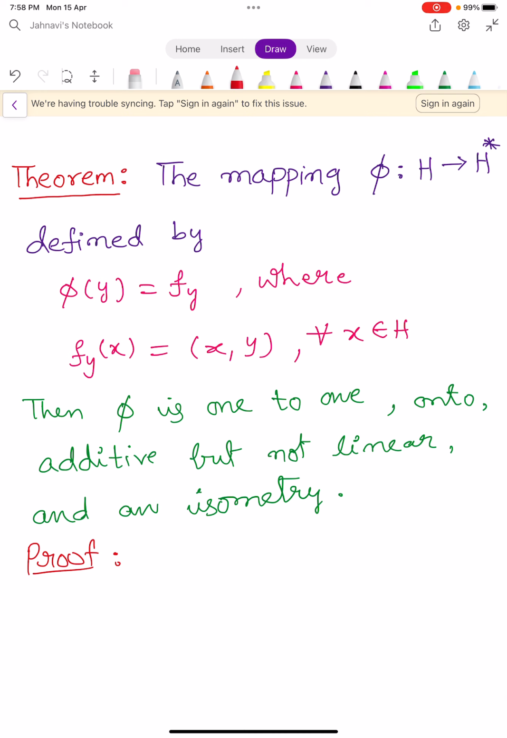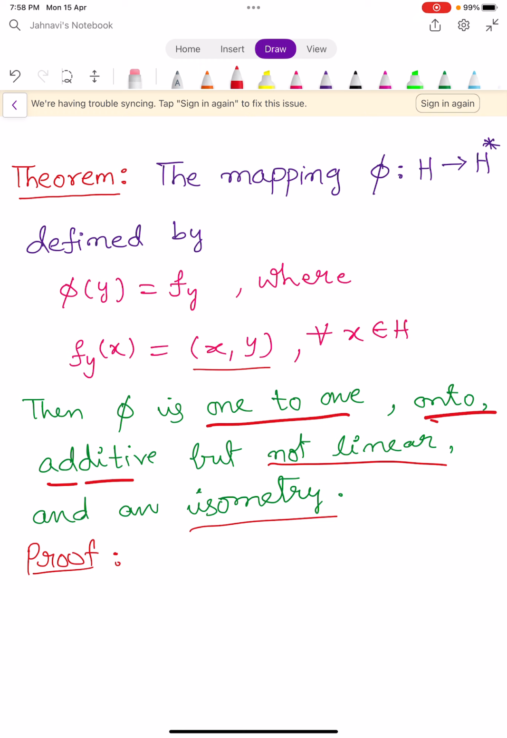The mapping pi maps H into H star, defined by pi of y is equal to fy, where fy of x is equal to the inner product of x comma y. Then this pi is 1 to 1, onto, additive, but not linear, and an isometry. So we prove every property.